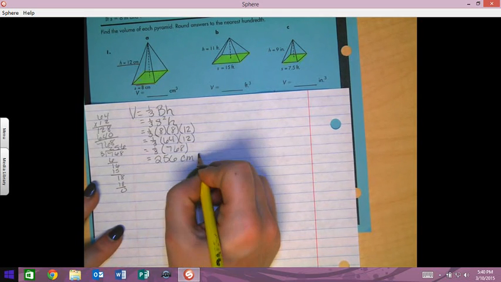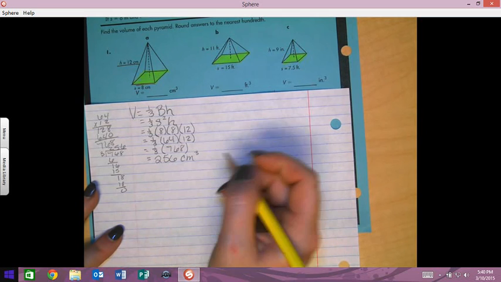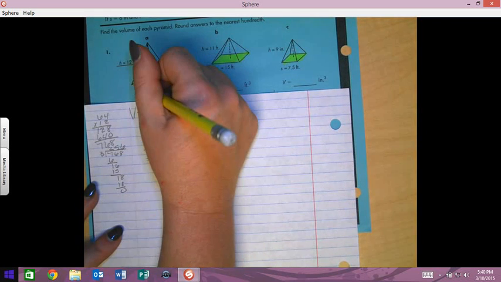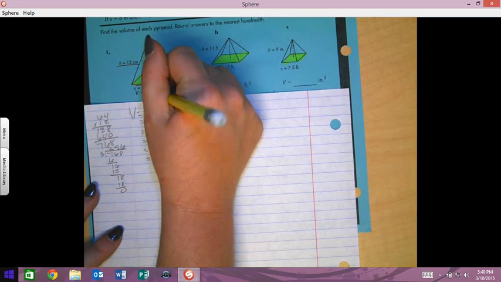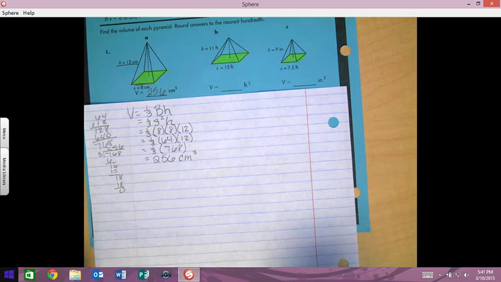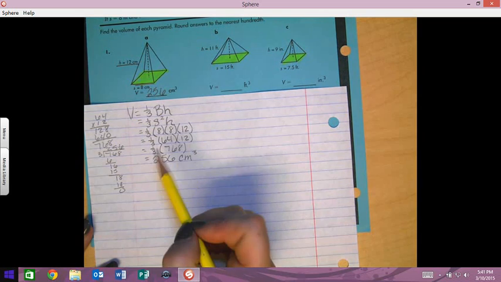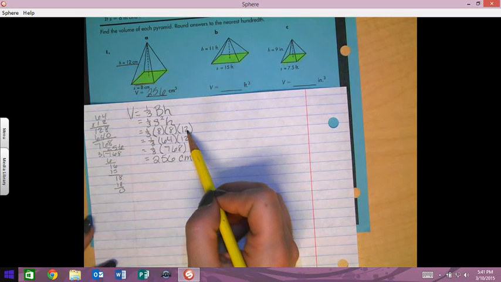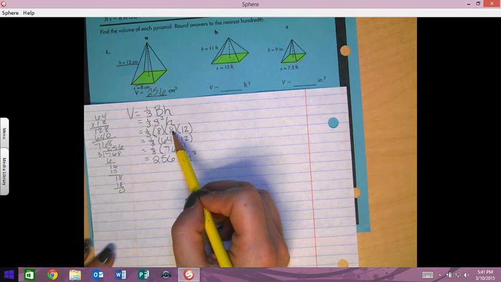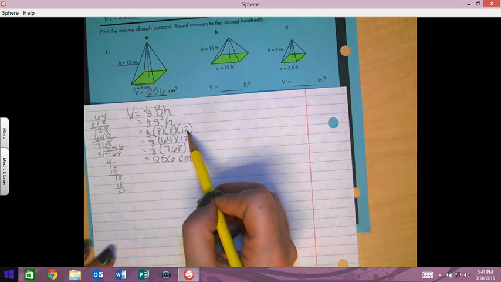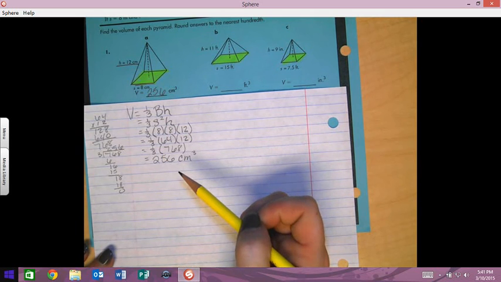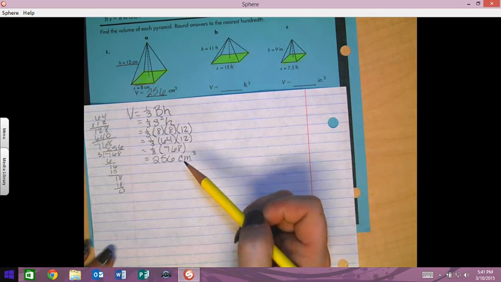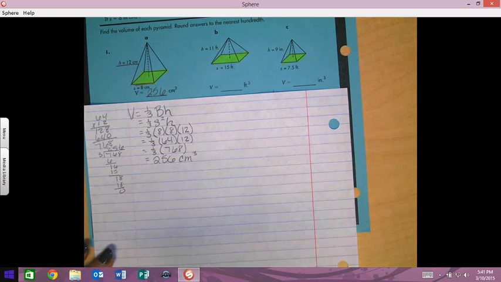Our units is centimeters, so it's cubic centimeters. Remember, volume is always cubed. Like area is always squared, volume is always cubed. So, some of you may have noticed, oh, but wait, I can divide 12 by 3. That's divisible by 3. That could work, and you could do that. You could do 8 times 8 times 4, and that would still give you the exact same answer. So, let's see if we can do that on the next one.